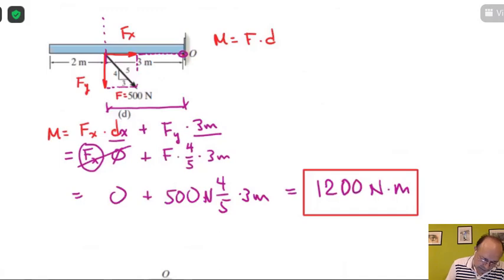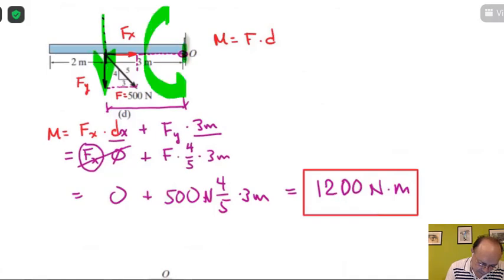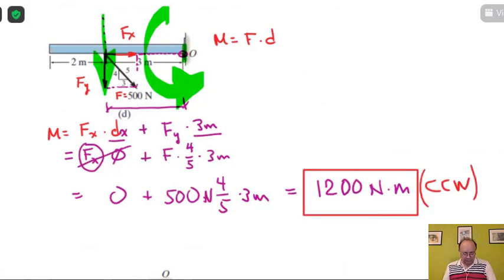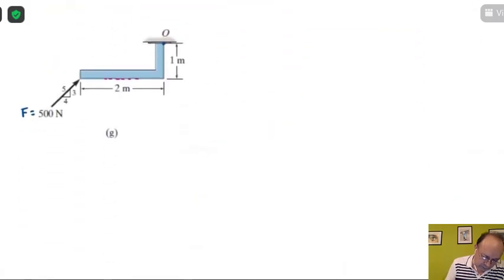Now the force is going down in this direction. The point is here, so the rotation will go in this direction. So for the answer, I would like to put here the counterclockwise direction. Okay, makes sense? Let's continue. Another example. Let's see this one. This is similar.